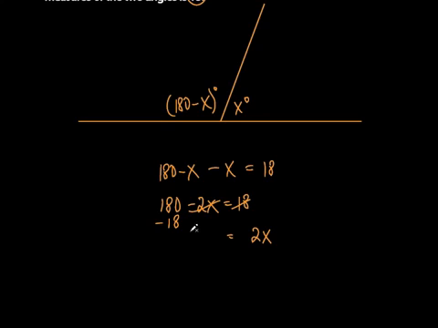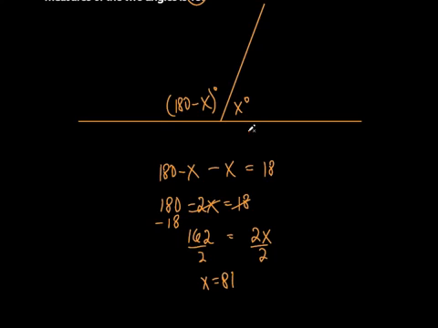So that would be 162. Let me double check my math here. Yep, 162. And this way, it's positive. If you look in the book, they kept the x on the left-hand side, and you got negatives, and you can do it that way, and that's fine. This is just how I like to do it, because I always like to get a positive x. Divide both sides by 2, and so x is 81.